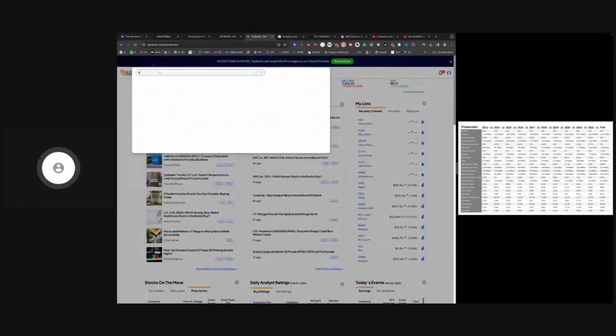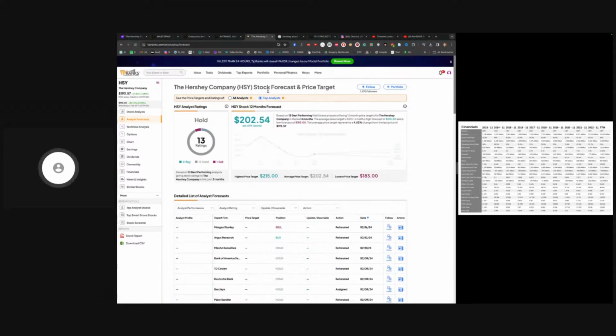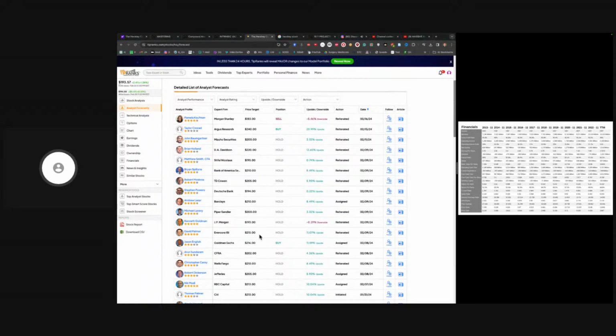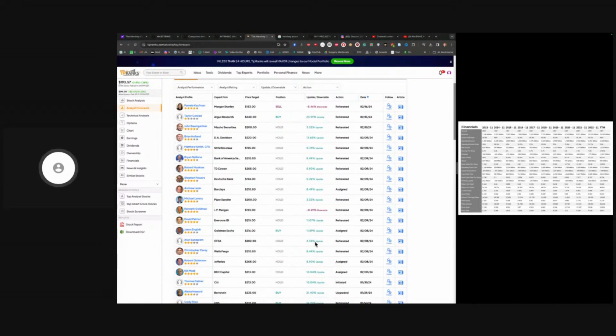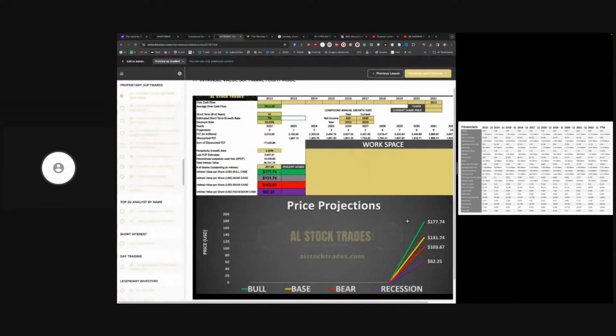But we could go ahead and type in Hershey's here, and we could see what these analysts are saying. So we'll filter for stock analysts, top analysts, and you can see the analysts are pretty much sideways here. Morgan Stanley is saying a price target of 180. Where did Morgan Stanley get 180 from? Well, you just saw it. They got it from the intrinsic value. Again, I'm teaching you how these analysts do this.